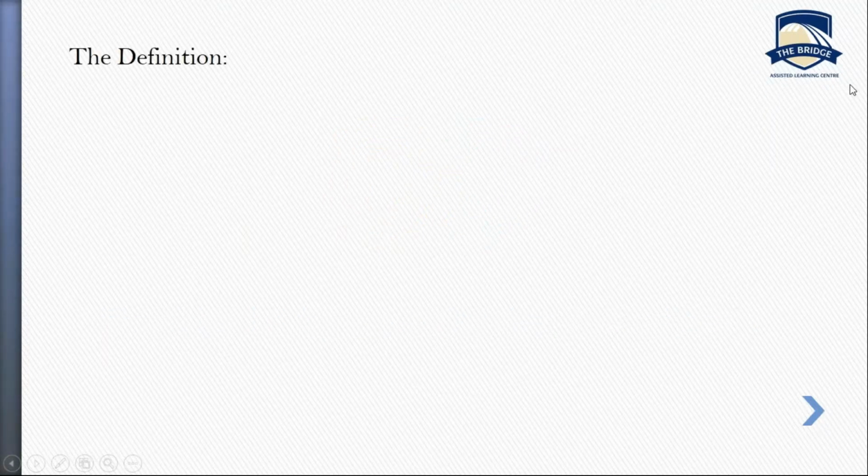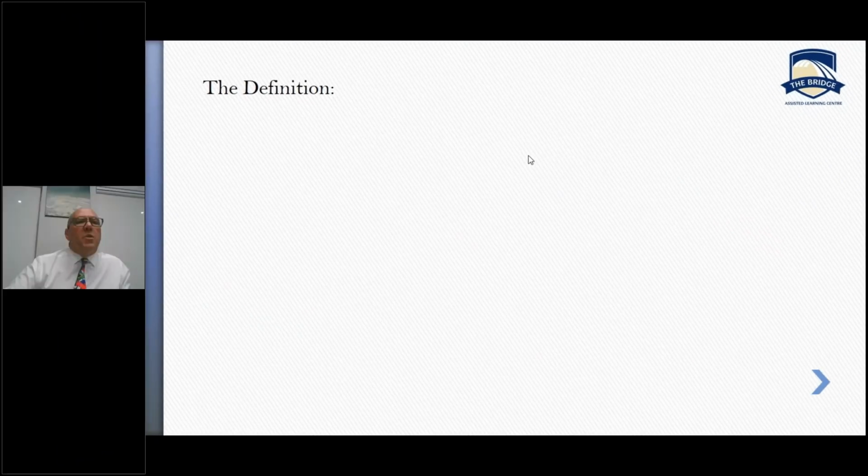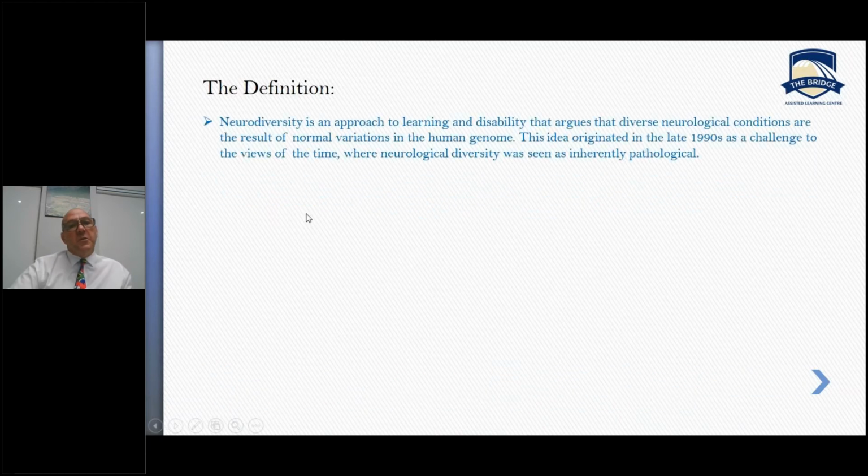So let's have a look at some of the things, the definition of what we're talking about. So first of all, the definition of neurodiversity. So we could define it like this, and many definitions would say it's an approach to learning and disability that basically argues that diverse neurological conditions are the result of normal variations in the human genome.